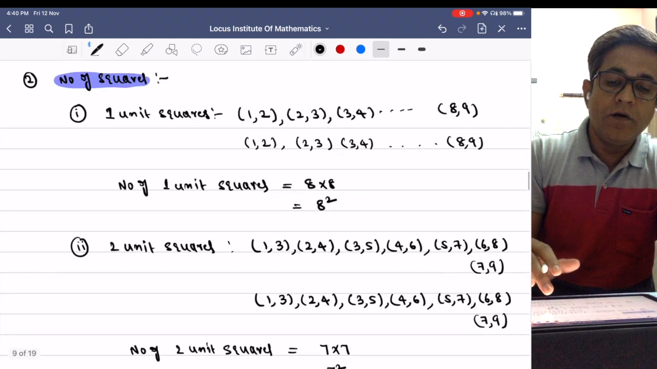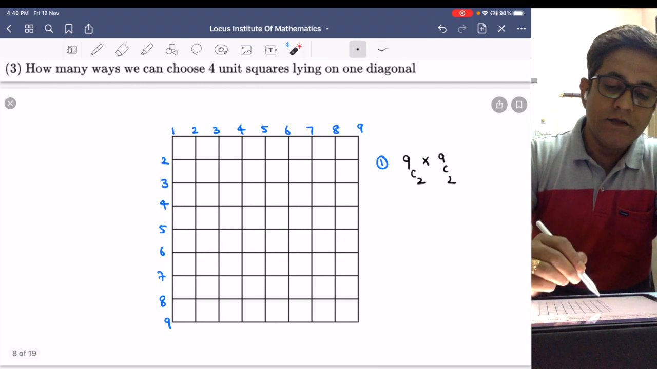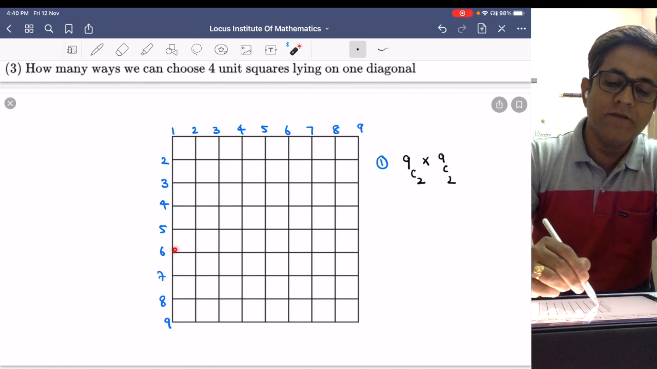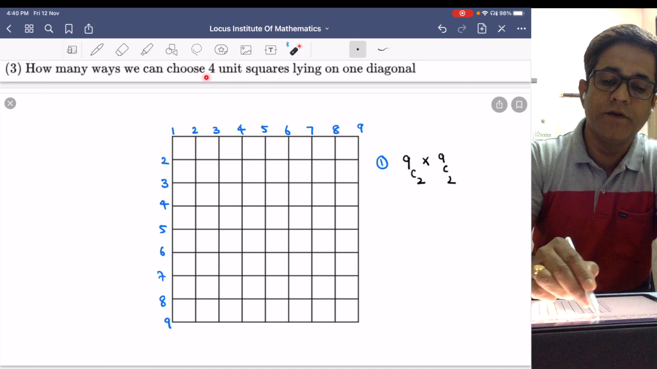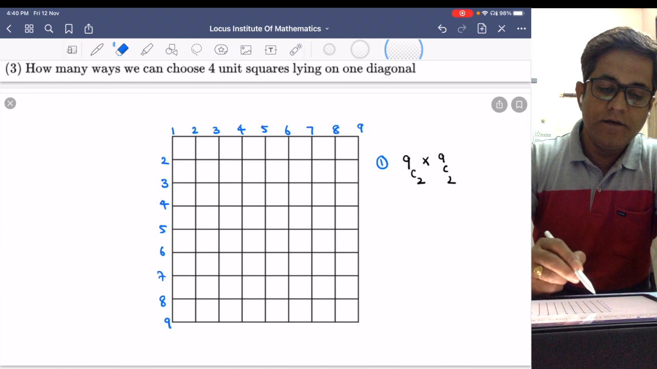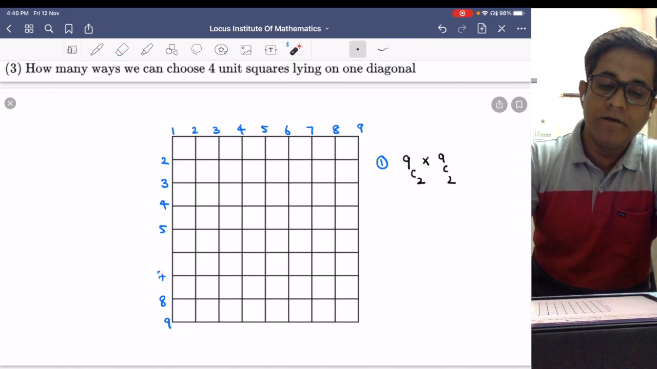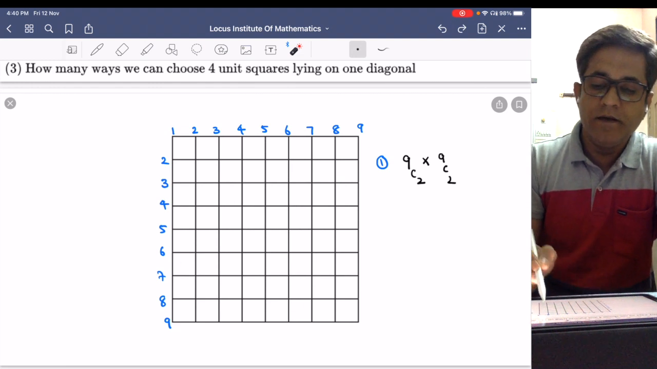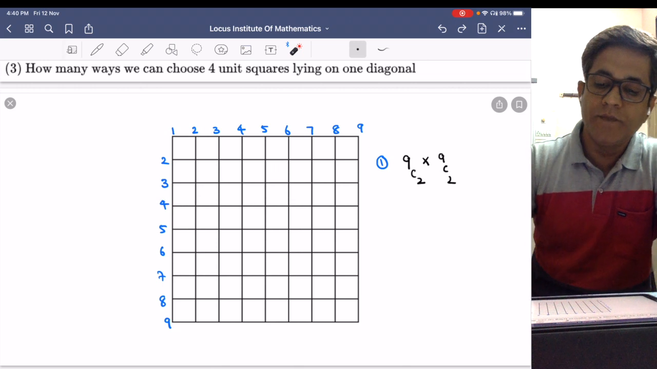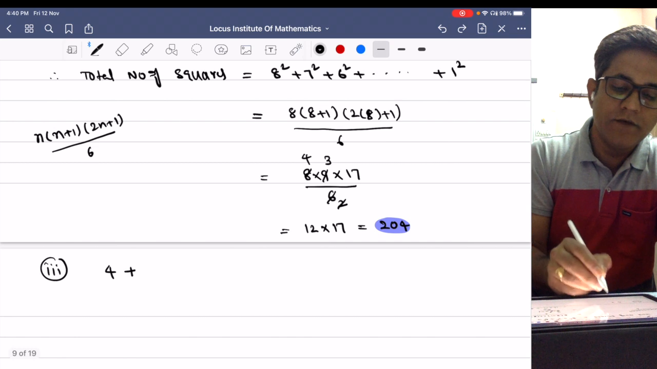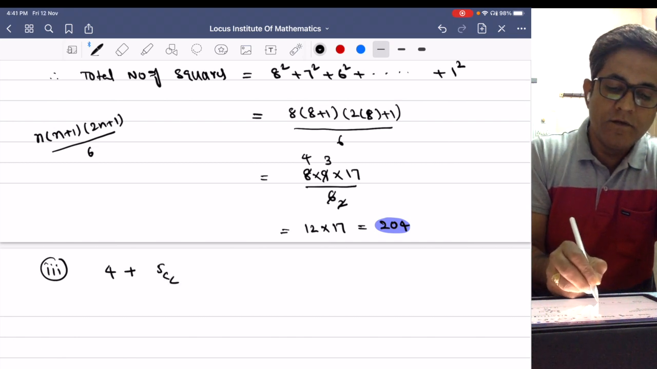Plus, now come to the next diagonal. This diagonal contains how many unit squares? 1, 2, 3, 4, 5 unit squares. From these 5 unit squares, we need to select 4 unit squares. How many ways can we select? 5C4 ways. By symmetry, this side, this side and this side also. So we can select 4 unit squares from 5 unit squares in 5C4 ways, into 4.